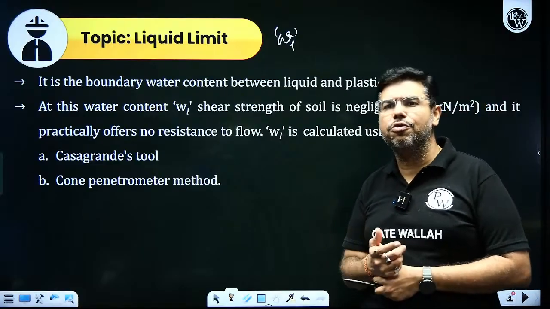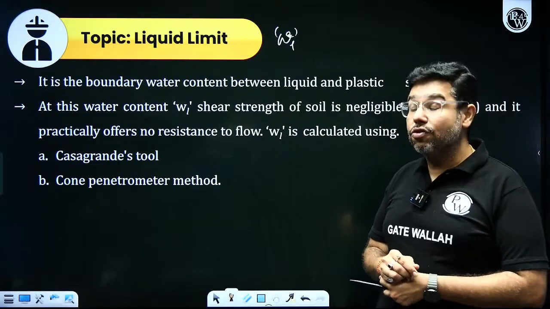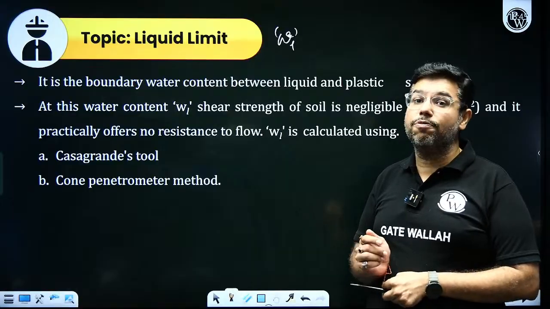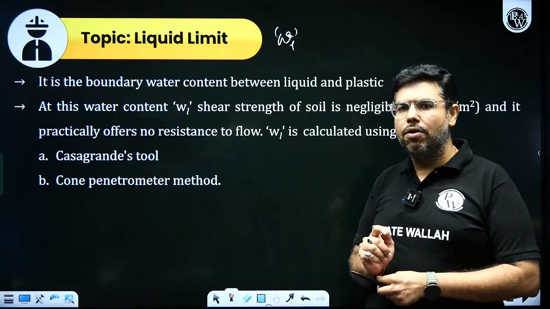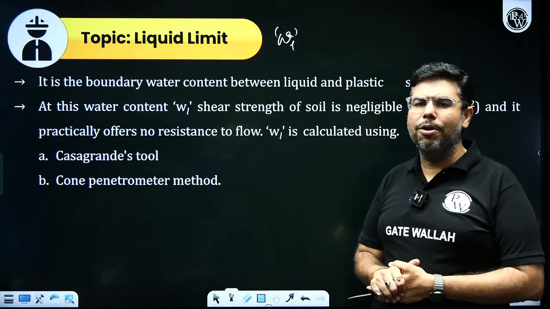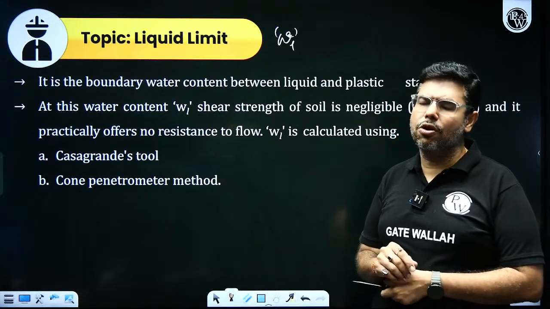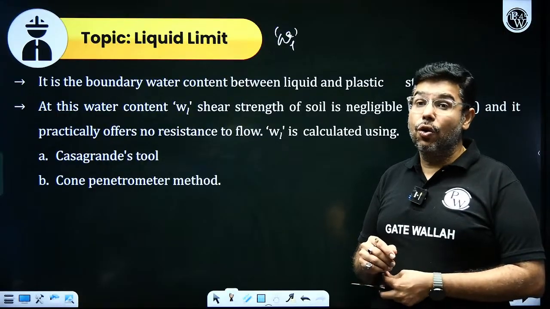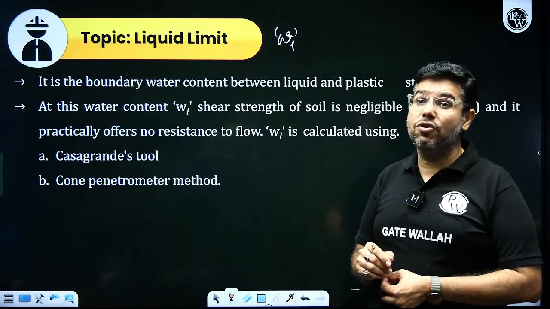Shear strength is negligible. Liquid limit of the soil is determined using two experiments. Today I will be seeing only one, that is the important one. One is the Casagrande's tool and second one is the cone penetrometer method. Any of the methods you can use to determine the liquid limit of the soil. So, let us talk about the Casagrande's tool in detail today.